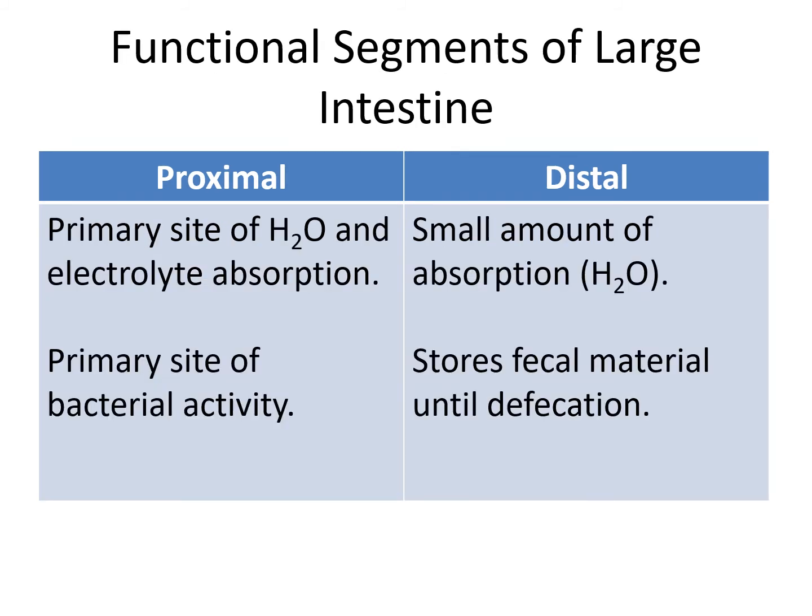Now, functionally, we can assign functions for each of these two areas. The proximal segment of the large intestine is the primary site of water and electrolyte absorption in the large intestine. Okay. It is also the primary site of bacterial activity. In the distal segment, there's still a small amount of water absorption occurring, and I'll talk a little bit more about this later in the lecture. It also stores the fecal material until defecation. Okay, so these are the functional segments of the proximal and distal segments of the large intestine.